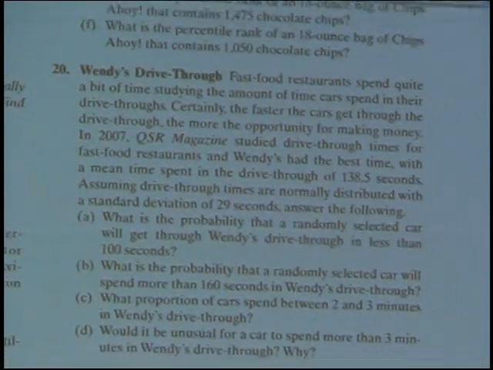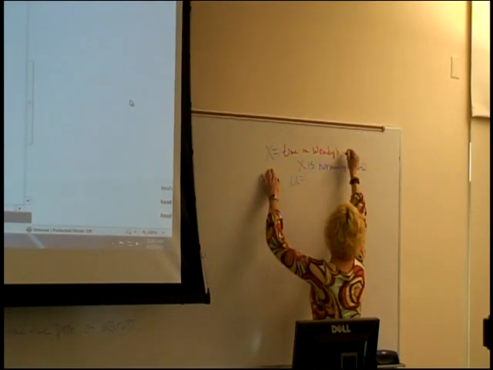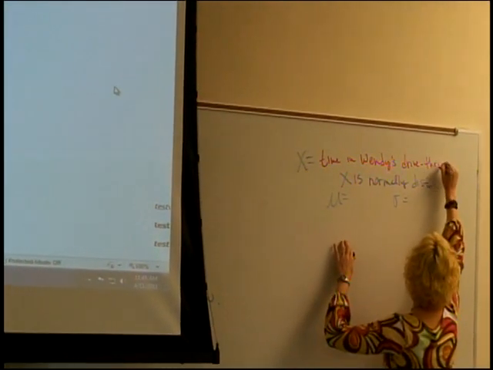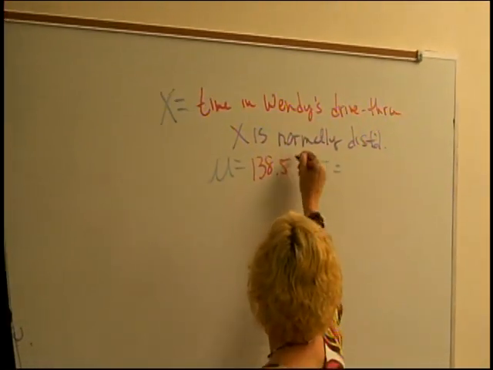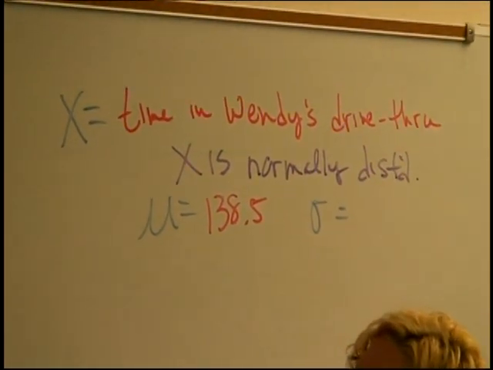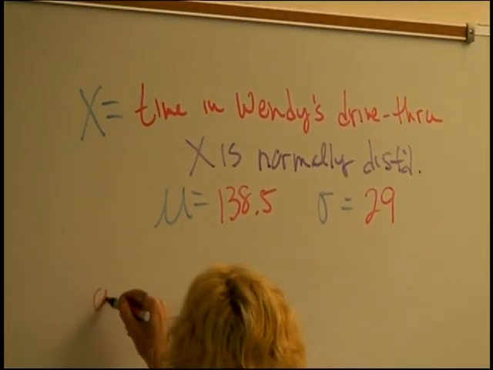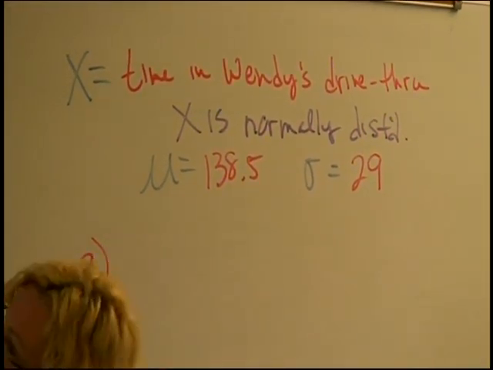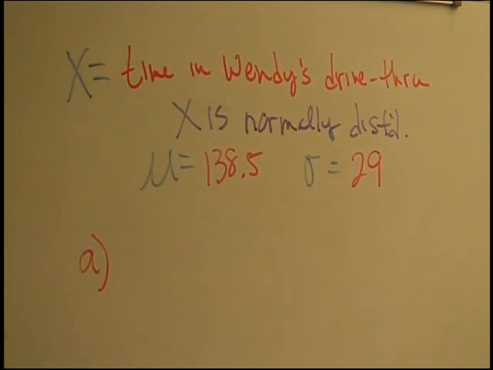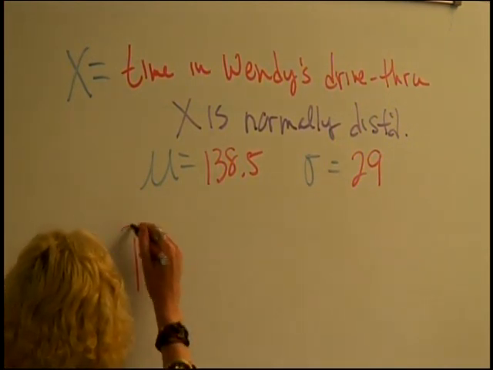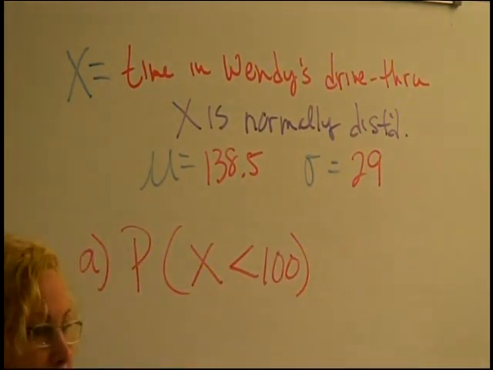So now our variable is the time in a Wendy's drive-thru. Mean is 138.5. Standard deviation is 29 seconds, okay. And those are in seconds, and part A, we want the probability that a randomly selected car will get through Wendy's in less than 100 seconds. So we want the probability that the time spent in the drive-through is less than 100 seconds.